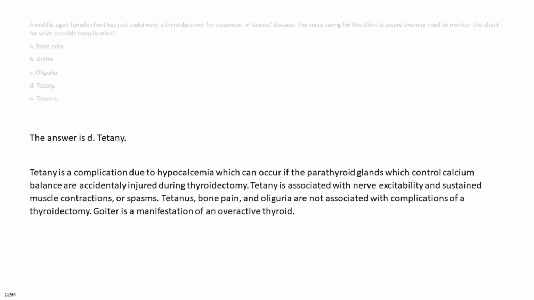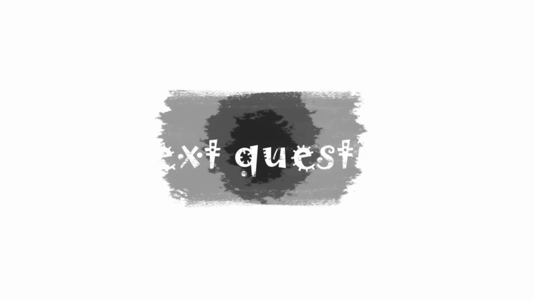The answer is D. Tetany. Tetany is a complication due to hypocalcemia which can occur if the parathyroid glands which control calcium balance are accidentally injured during thyroidectomy. Tetany is associated with nerve excitability and sustained muscle contractions, or spasms. Tetanus, bone pain, and oliguria are not associated with complications of a thyroidectomy. Goiter is a manifestation of an overactive thyroid.